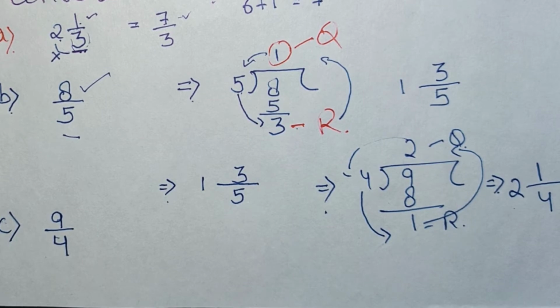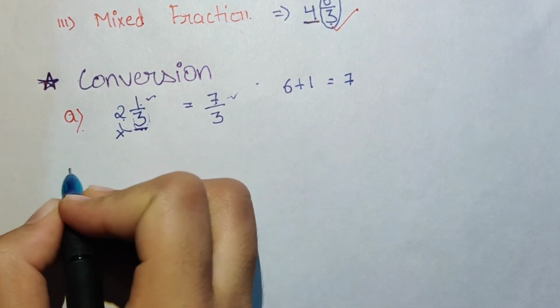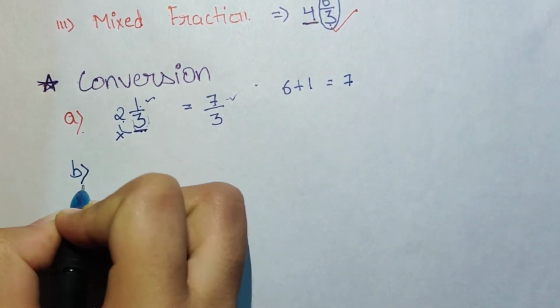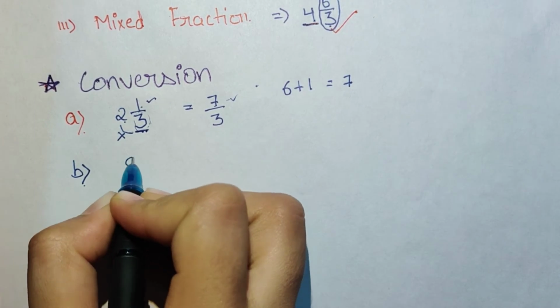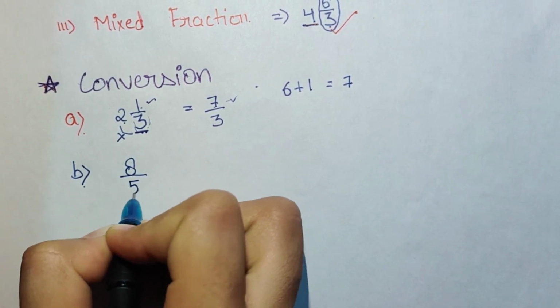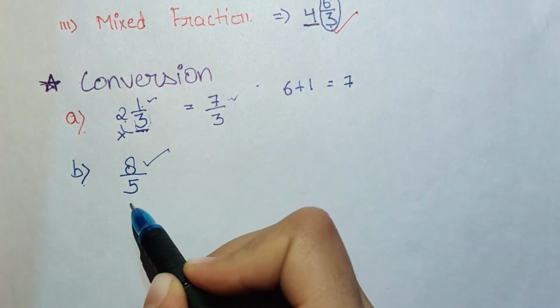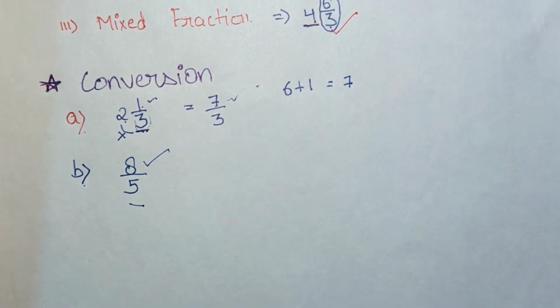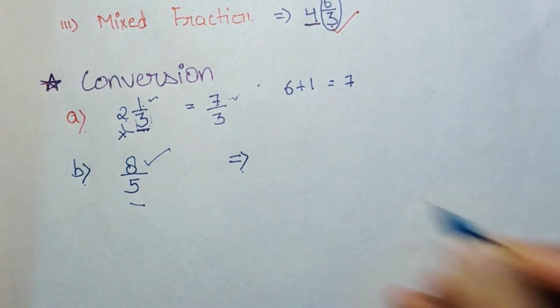Now our next topic is addition of fractions. Now second is we learn how to convert improper fraction into mixed fraction. Let us take an example to understand it. For an improper fraction, we'll take the fraction in which numerator is greater than denominator. Now we'll see how to convert this into mixed fraction.